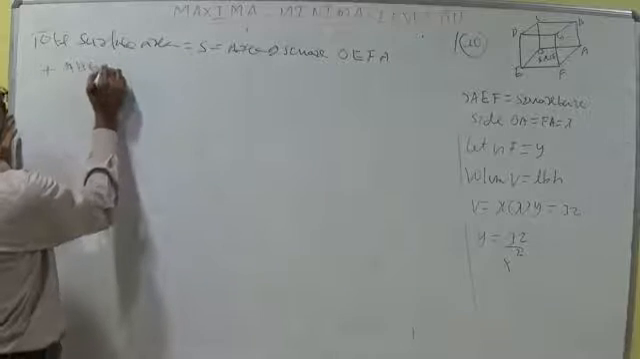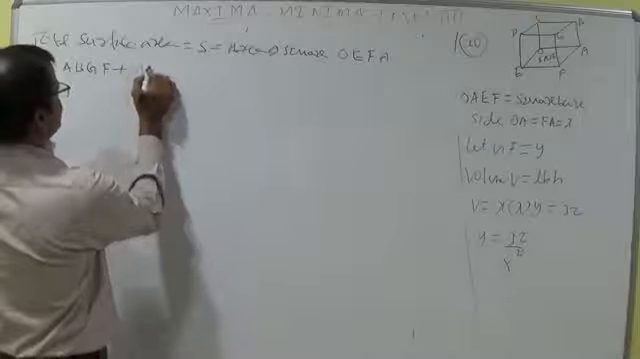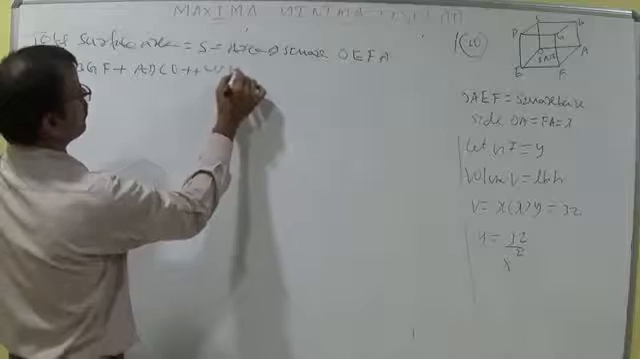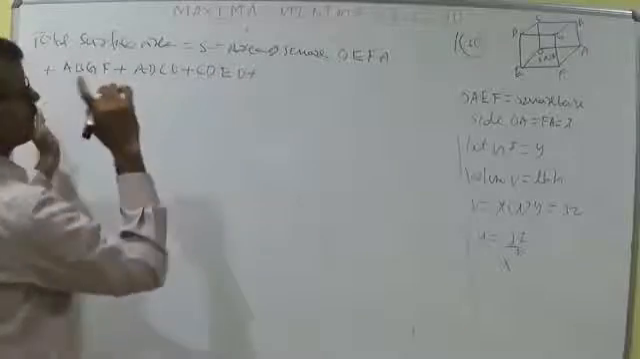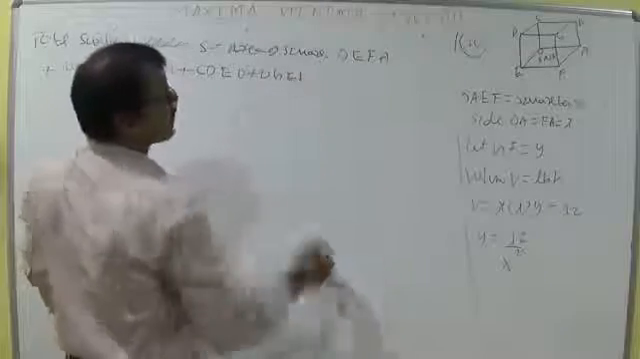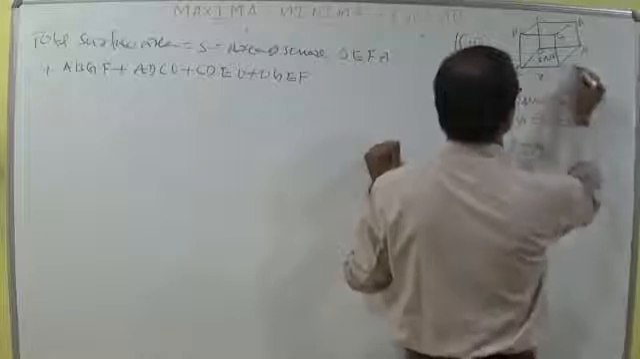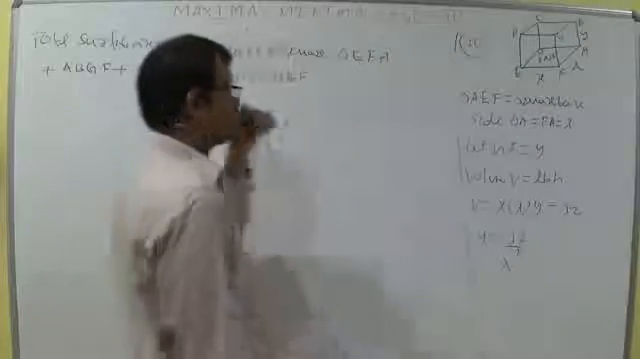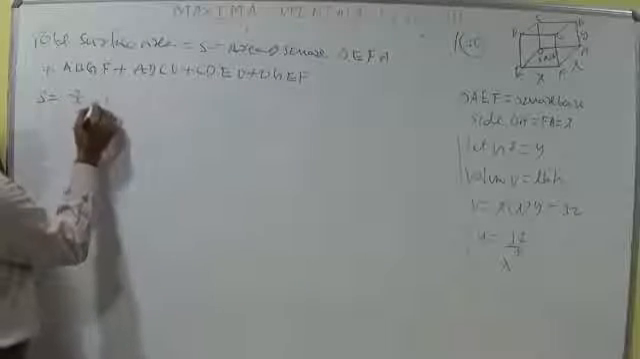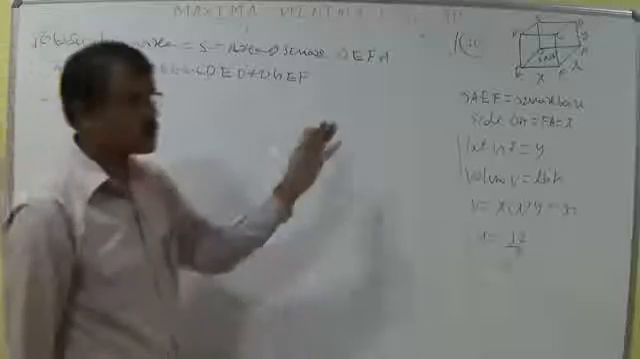I am writing here ABGF plus ABCO plus CDEO plus this one DGEF. Okay, DGEF. Try to understand, for everything, students, this is X, this is X, this is Y. So that implies the area S I am writing X square plus 4XY, because XY plus XY plus XY plus XY like that.